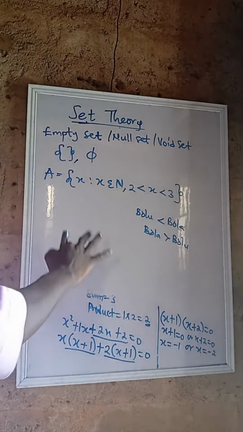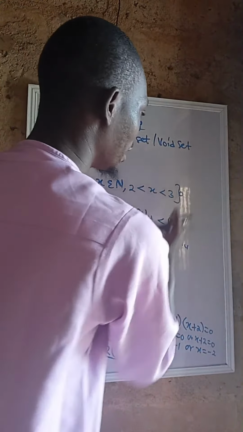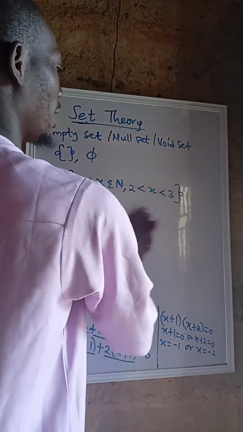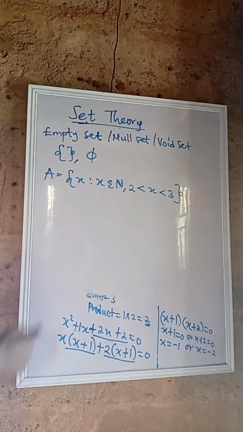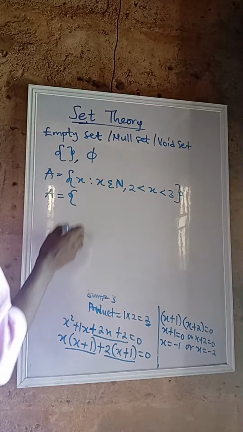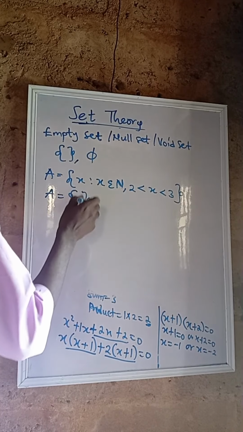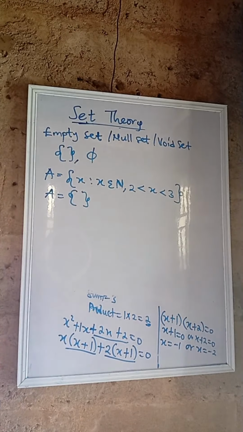So is there any natural number greater than 2 but less than 3? We don't have any natural number greater than 2 but less than 3. So in that sense, we say it is what? An empty set. It does not have any element, any point, any member. I hope you understand that. That is for an empty set.